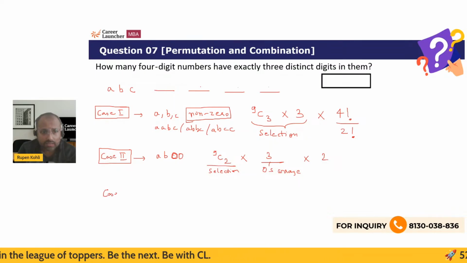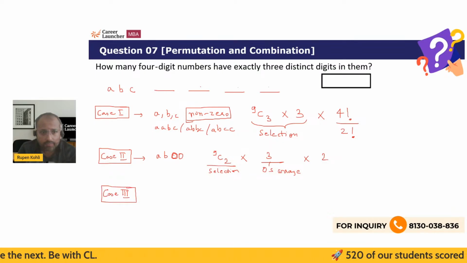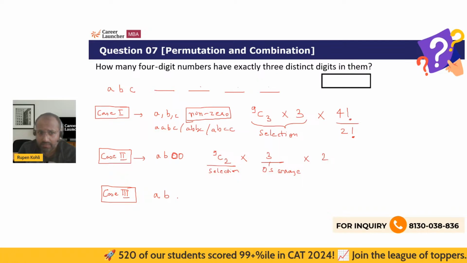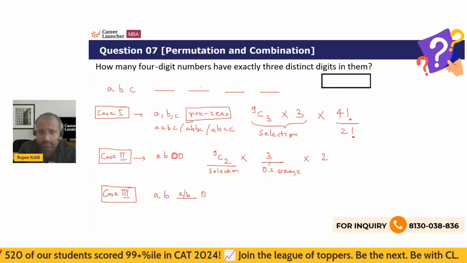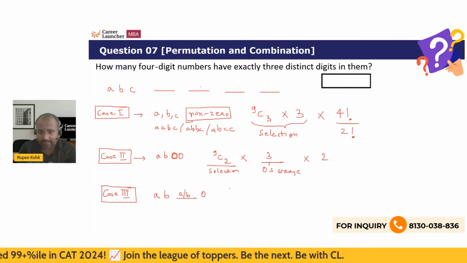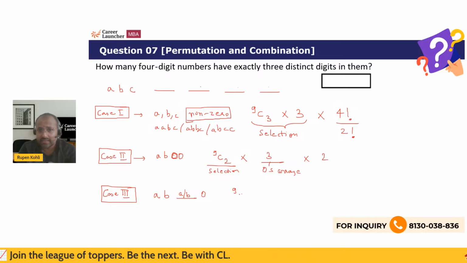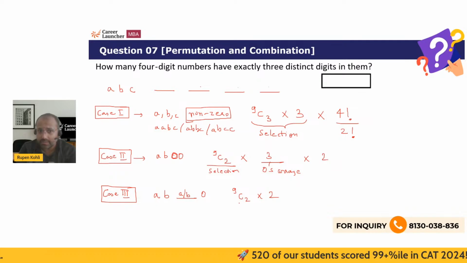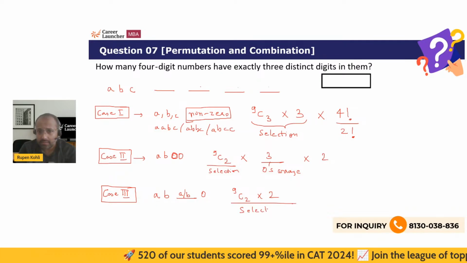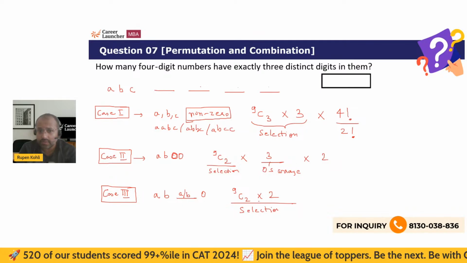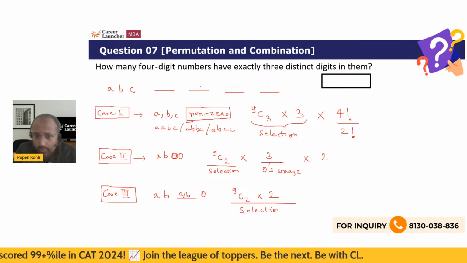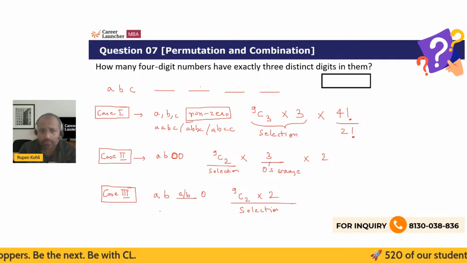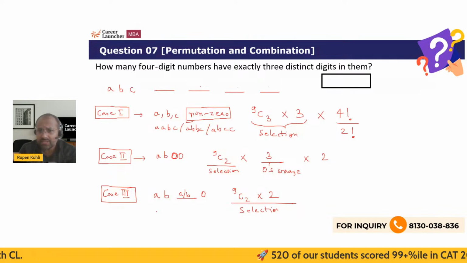Then comes my third case, when my number is of the form A, B, something repeats, either A or B, and then 0. These are my digits. Again, 9C2 ways to select A and B, and then into 2 to decide whether A or B will repeat. So this is my selection. Just like we did into 3 over here, likewise 9C2 ways to select A and B, and then into 2 for deciding whether A will repeat or B will repeat, and then arranging them. So basically my digits are of the form A, B, 0 kind of thing.